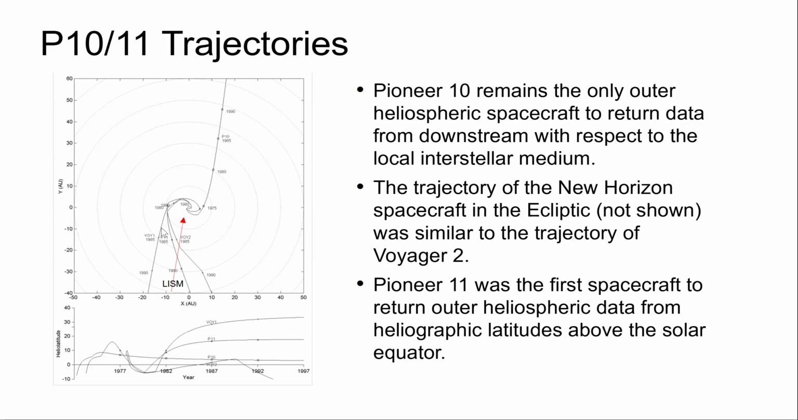Pioneer 11 went in pretty much the same direction as Voyager 1 and Voyager 2, but explored a time region that these spacecraft didn't explore. It went upstream with respect to the LISM one solar cycle earlier. And it was also the first spacecraft to return any outer heliocentric data from significantly above the solar equator.